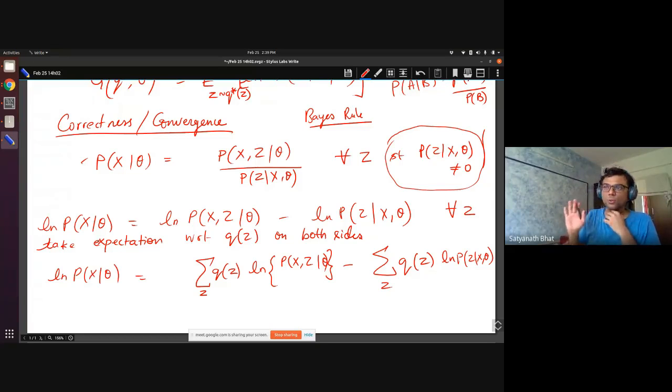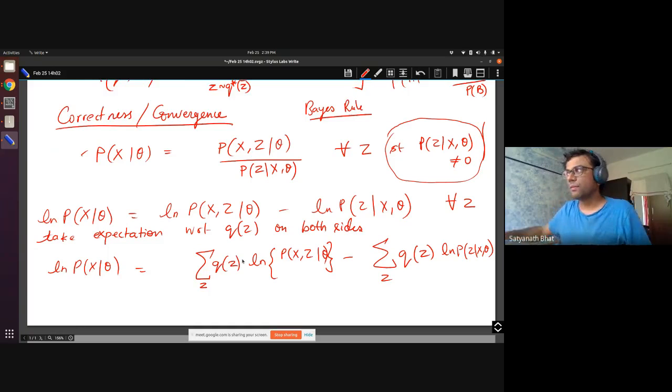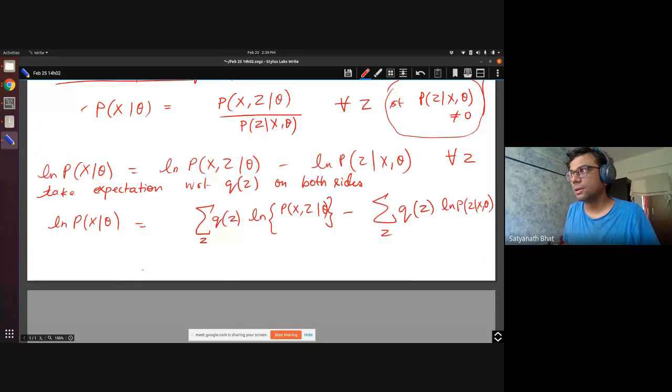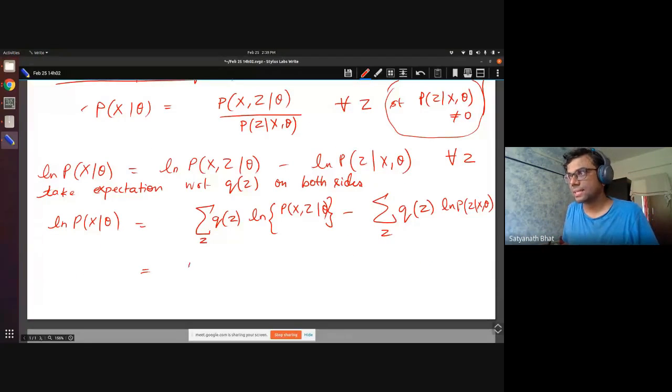So what are we trying to do? Again, remember, we are trying to prove the correctness of our EM algorithm. What we have as an EM algorithm is based on an analogy with the Gaussian mixture model. That's how we got the EM algorithm, but we have to show that it is actually correct. So that is what we are doing right now. Now we will do some small trickery.